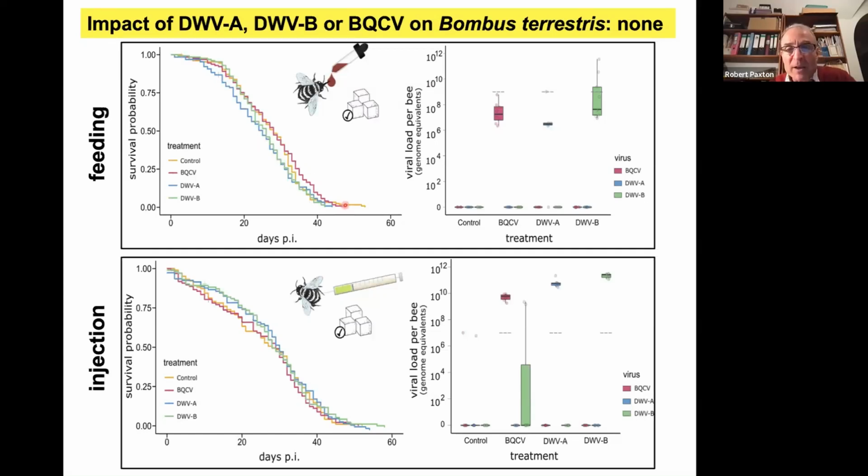Oh, the bumblebees that we feed do get the virus inside them. We feed them with black queen cell virus, they've got black queen cell virus in them. We feed them DWVA, they've got DWVA inside them. We feed them with DWVB, they've got DWVB inside them, but it doesn't make any difference to their survival in the laboratory.